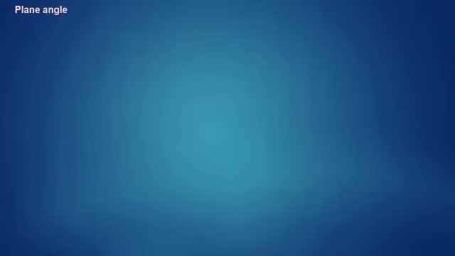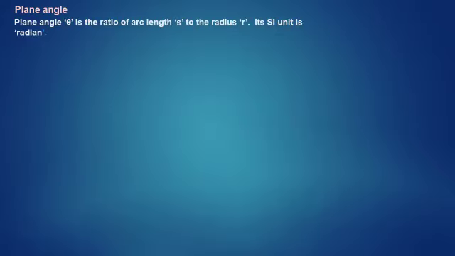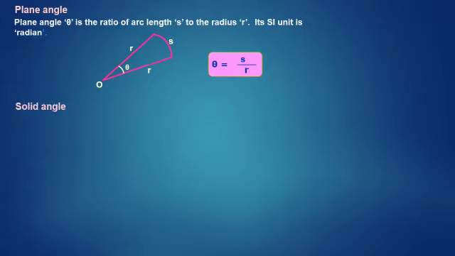So let us define plane angle. If you want to write an angle theta, it is defined as the ratio of arc length s to the radius r, and its unit is radian. So theta is given by s divided by r, that is arc length divided by radius.